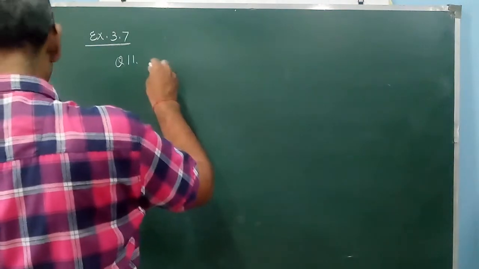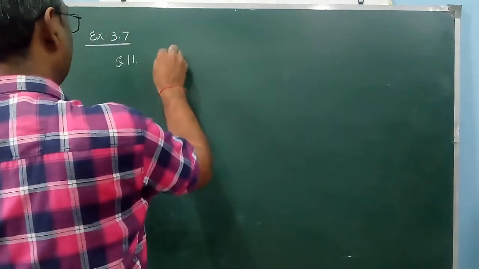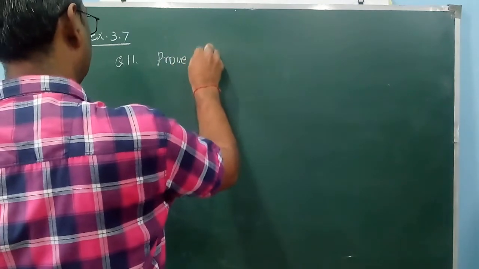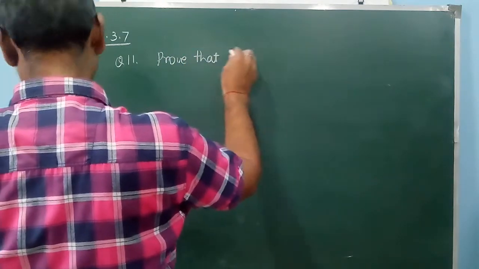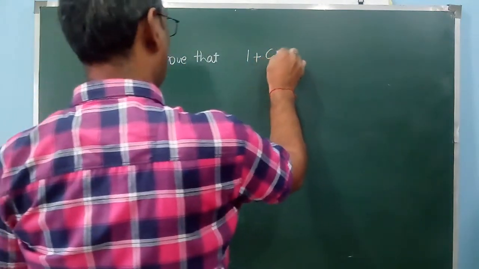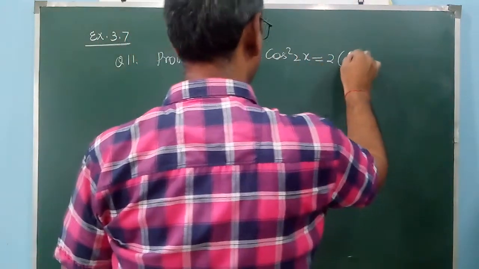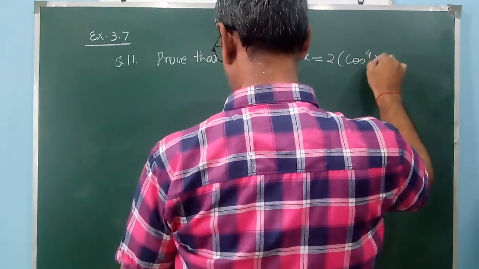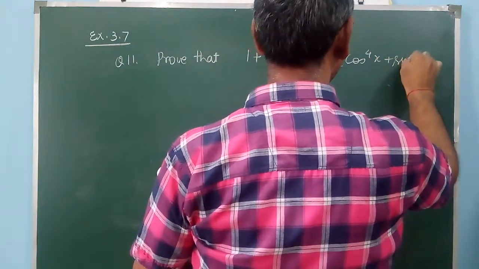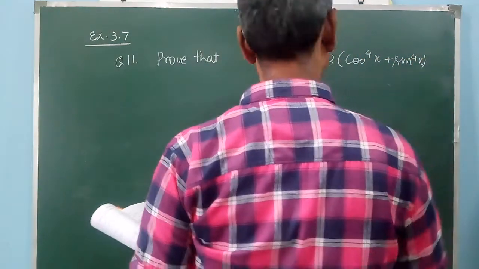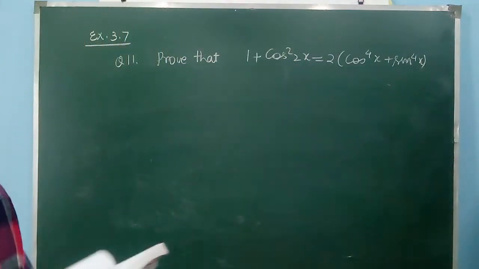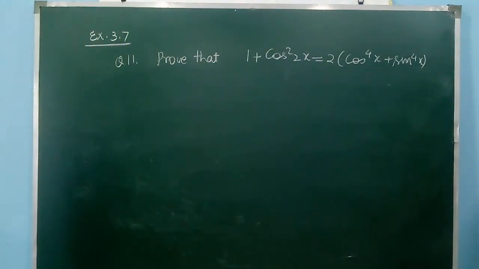What is there in question number 11? It is given, prove that 1 plus cos square 2x is equal to 2 cos power 4x plus sin power 4x. We have to prove it. Now cos square 2x.